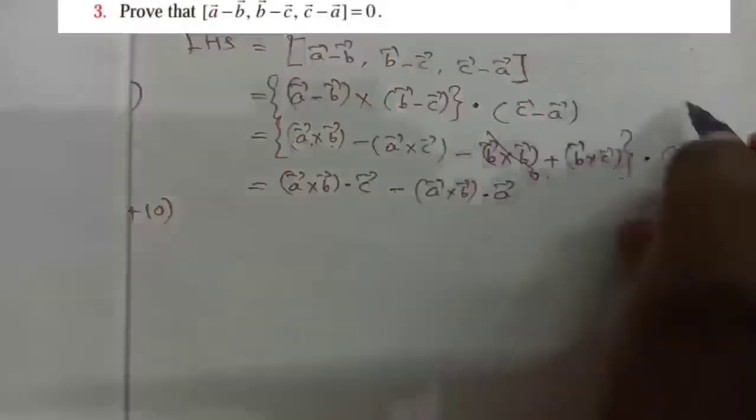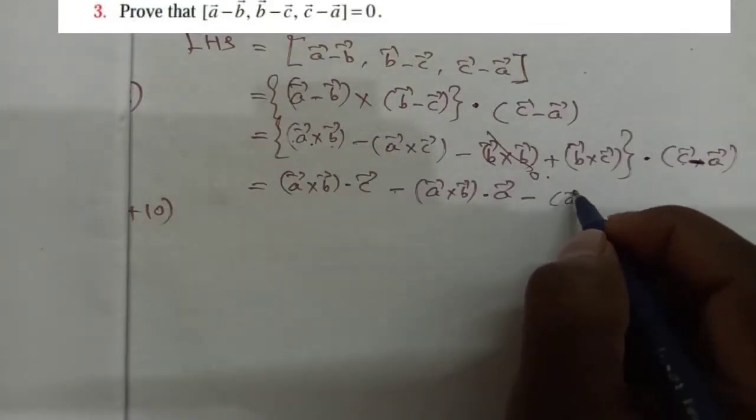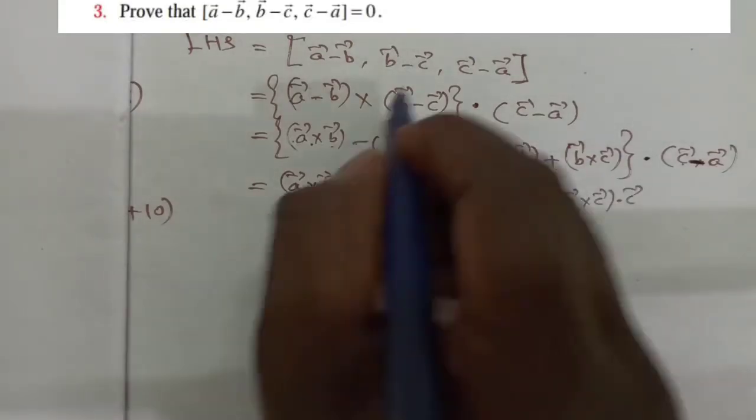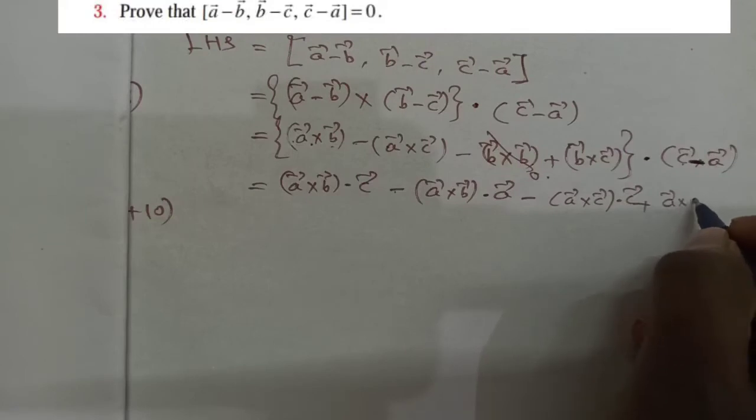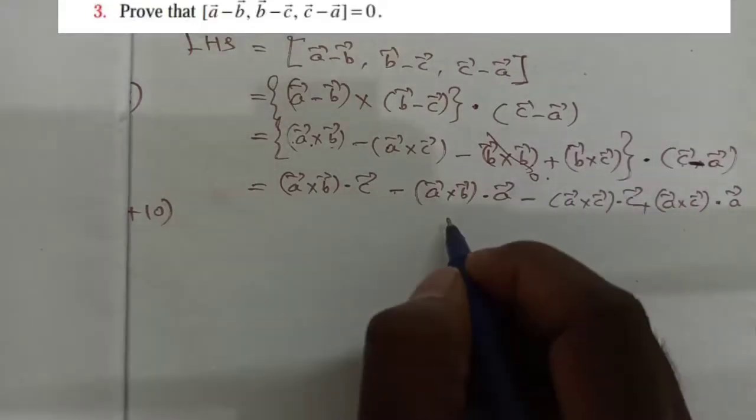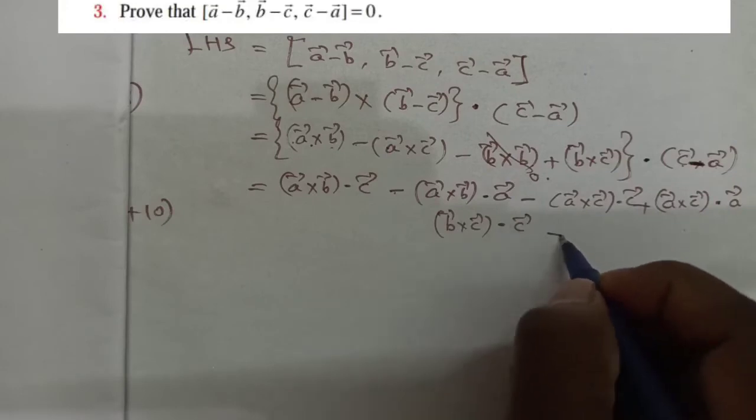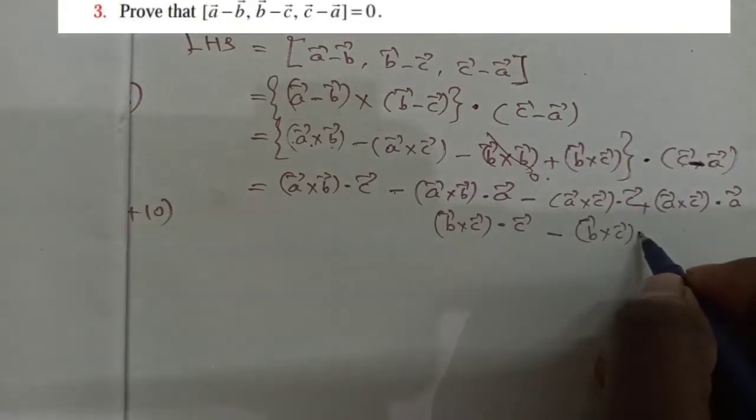Next, the second vector. So minus into plus is minus. So here a vector cross c vector dot c vector. Next minus into minus is plus. So here a vector cross c vector dot a vector, that is the second one. So next b cross c, so b vector cross c vector dot c vector, minus, plus into minus is minus, b vector cross c vector dot a vector.